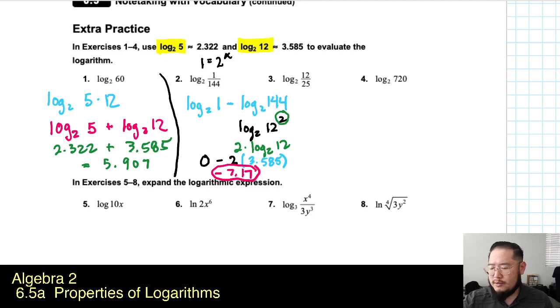Let's do some more questions to get you the hang of things. All right, I'm going to go ahead and erase this. Get some more space here. Let's take a look at number 3.